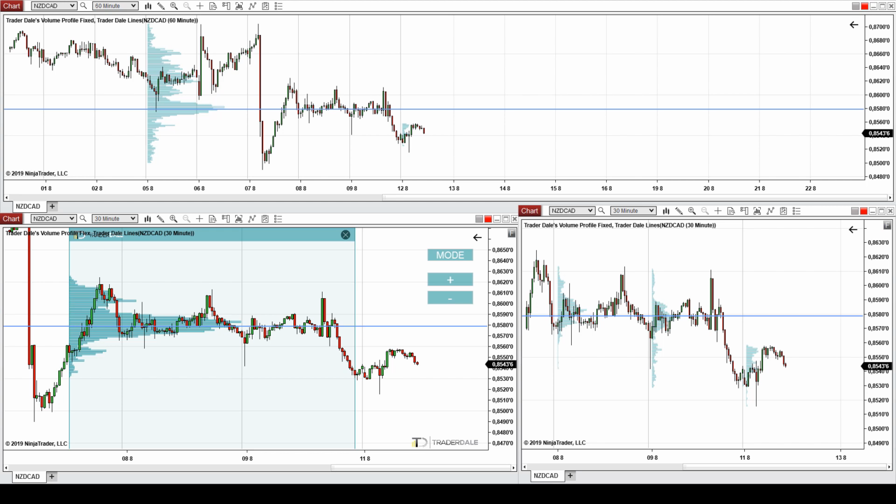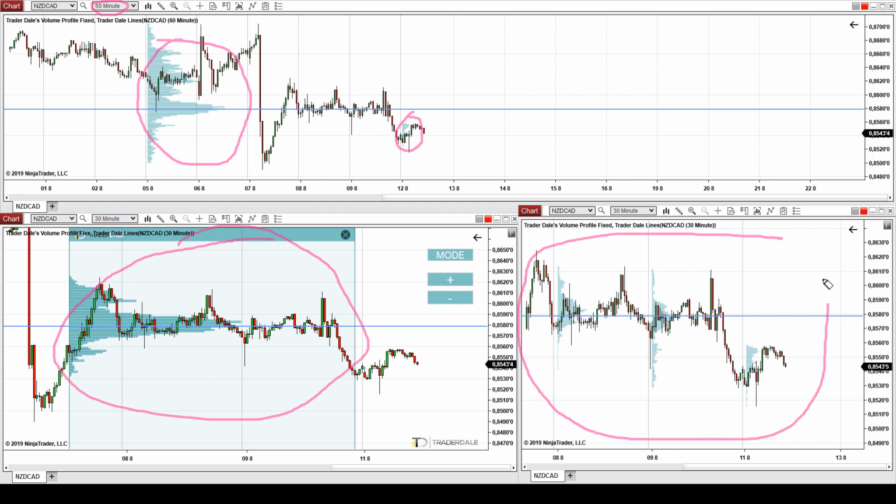And let's now go into the trading ideas for this week, starting today. The first intraday trading idea is on New Zealand dollar, Canadian dollar. The chart I have here is a 60-minute chart of New Zealand dollar, Canadian dollar with fixed weekly profiles. This chart uses flexible volume profile, and this chart is a 30-minute chart using fixed daily profiles.